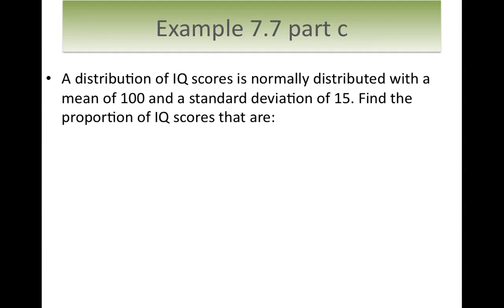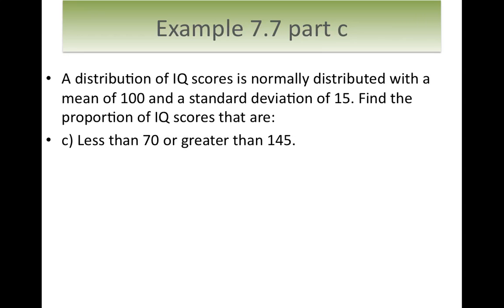A distribution of IQ scores is normally distributed, so it means it can be represented by the bell curve, with a mean of 100 and a standard deviation of 15. Find the proportion of IQ scores that are, part C, less than 70 or greater than 145.